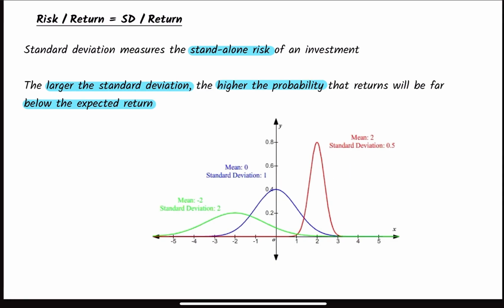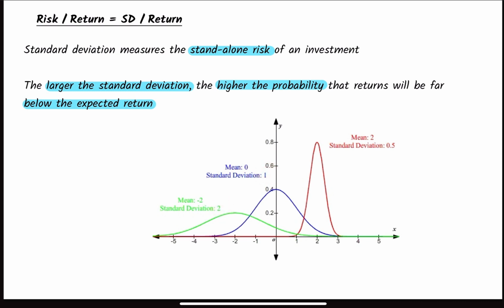So again, the standard deviation measures the standalone risk of the investment, and the larger the standard deviation, the higher the probability that returns will be far below the expected return. Okay, so if we look at these examples here, we have a standard deviation of 0.05, a standard deviation of 1, and a standard deviation of 2.